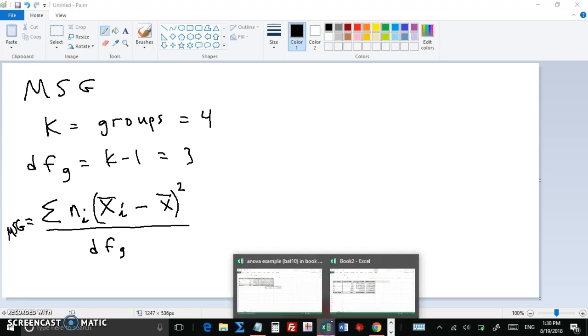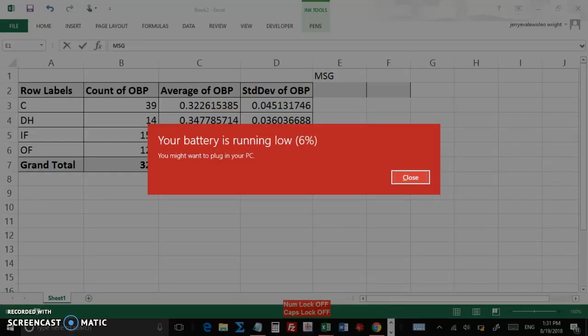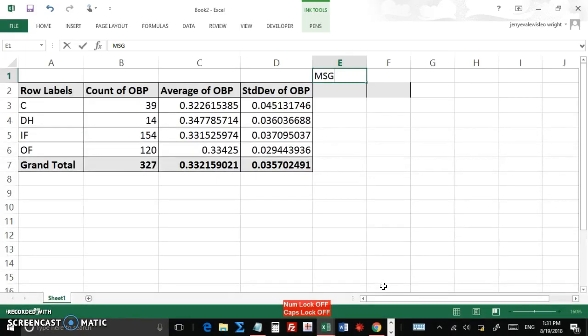So let's just go back to our spreadsheet, and let's make another column. Let's label this MSG. Oh, battery's low. All right. Just a second, let me plug in my computer. Okay, got it.